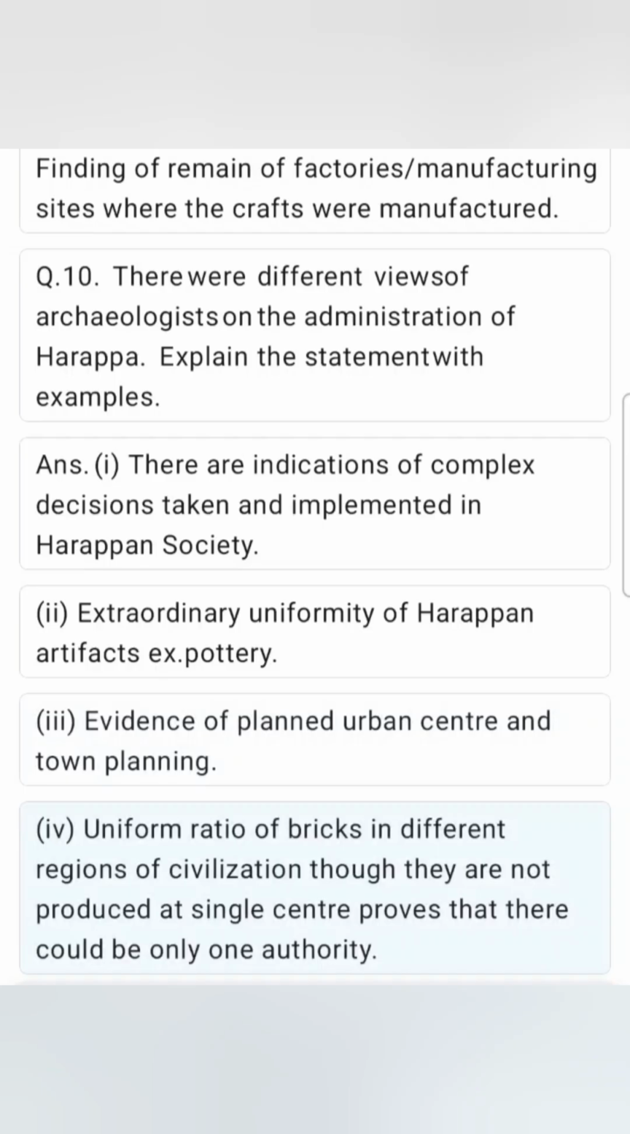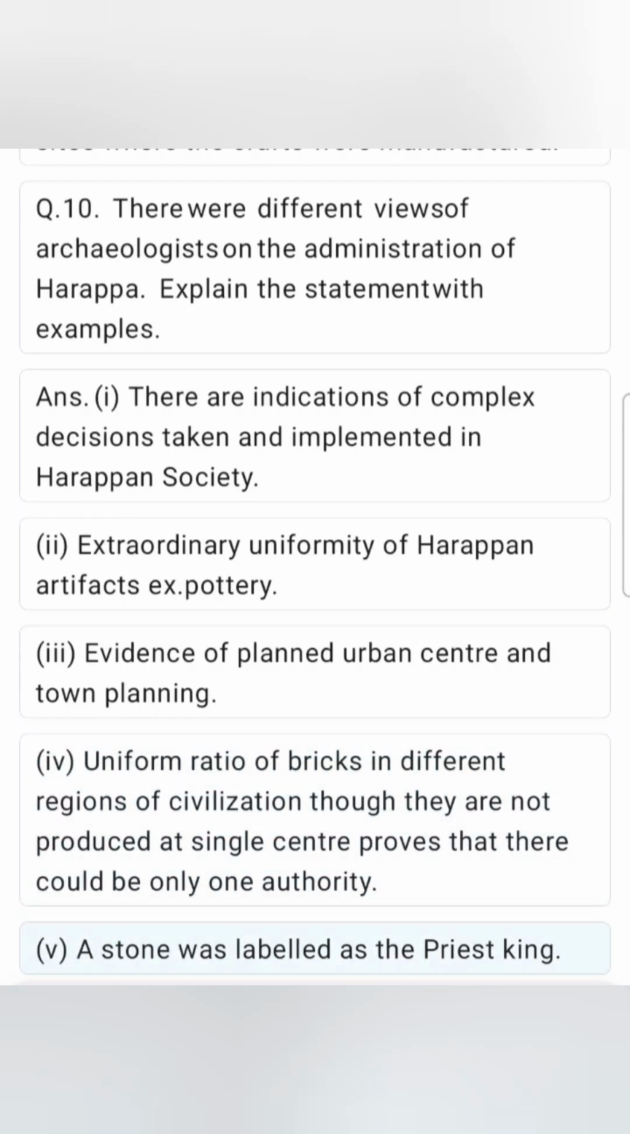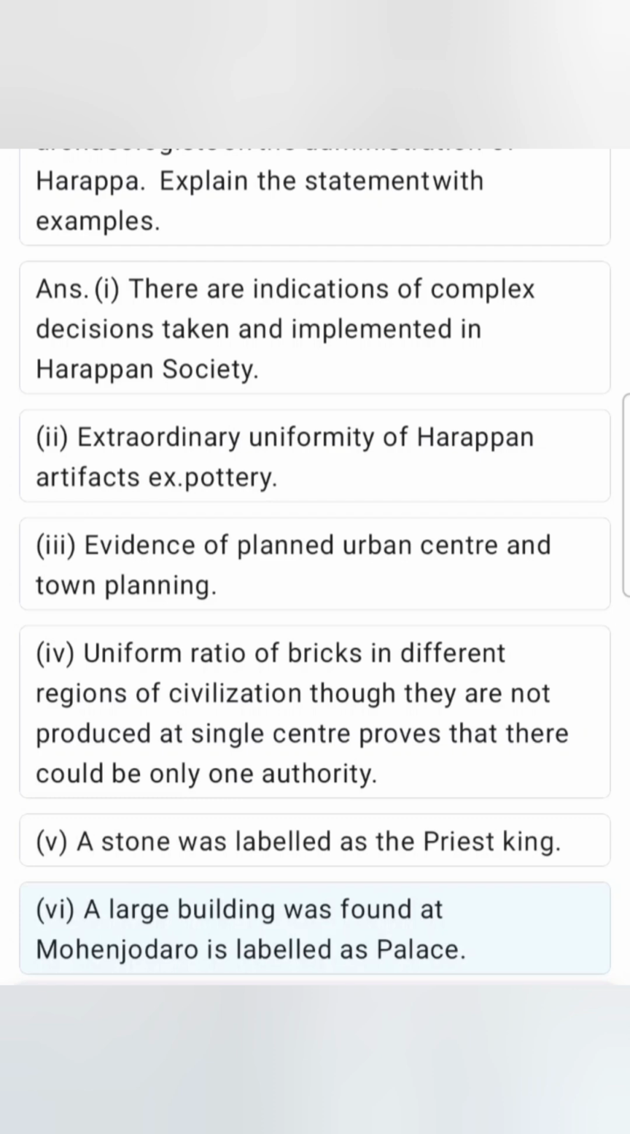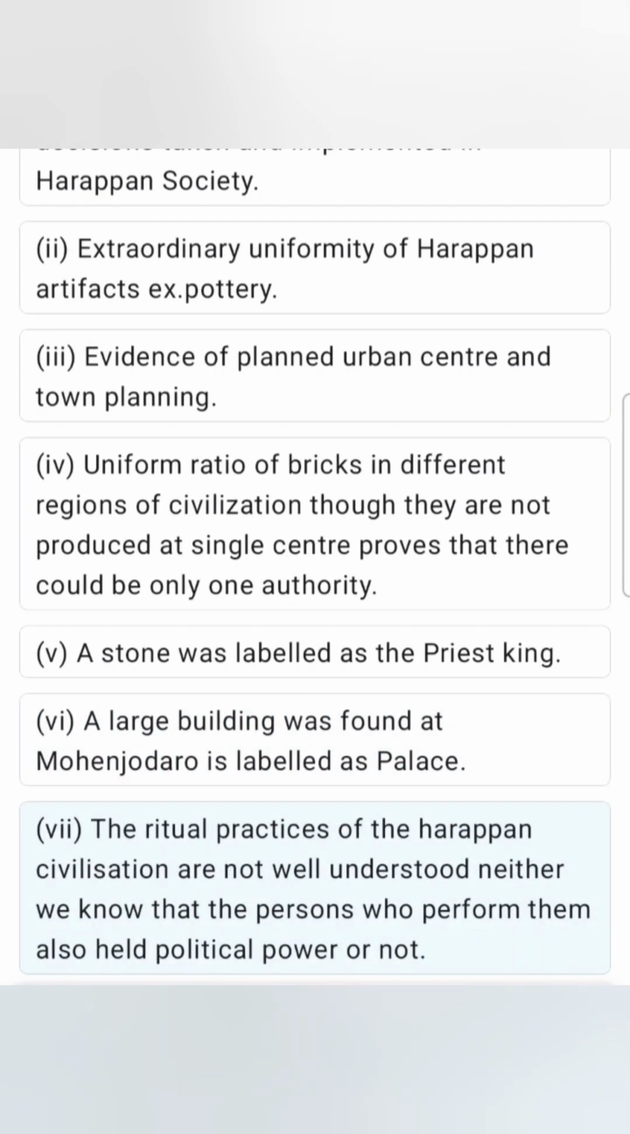IV. Uniform ratio of bricks in different regions of the civilization, though they were not produced at a single center, proves that there could be only one authority. V. A stone statue was labeled as the priest king. VI. A large building found at Mohenjo-daro is labeled as a palace. VII. The ritual practices of the Harappan civilization are not well understood, nor do we know whether the persons who performed them also held political power or not.